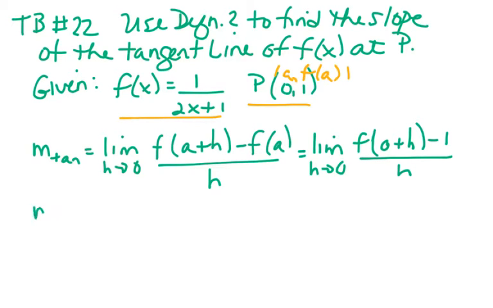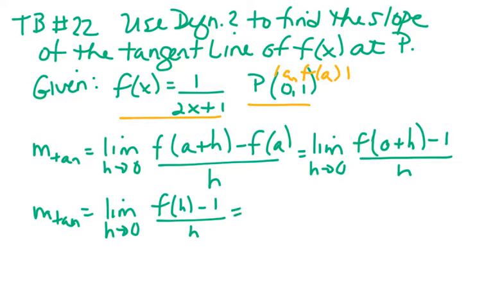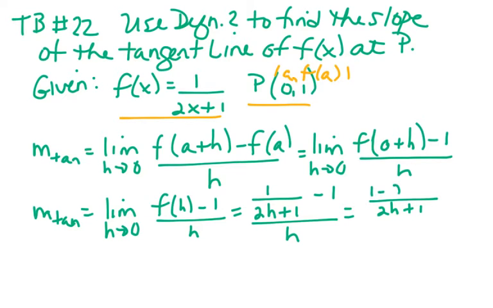So this limit boils down to f of h minus 1 over h. So I'm going to substitute h into f of x. So this becomes 1 over 2h plus 1, minus 1, all over h. Now algebraically, we need to do some cleanup here. I'm going to grab a common denominator for the numerator, and I'm left with 1 minus the quantity 2h plus 1, all over h.